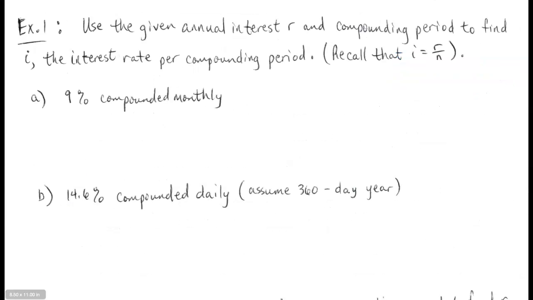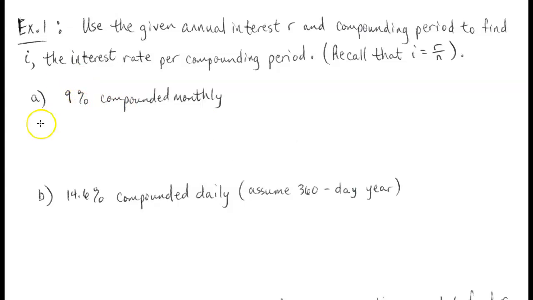Okay, so for our first set of examples, we're just going to practice making sure that we know how to convert the annual percentage rate that we're given into the interest rate per compounding period. And we want to make sure that we do that so we actually have the whole idea of having interest rate in terms of a fraction of a year accounted for in our calculations.